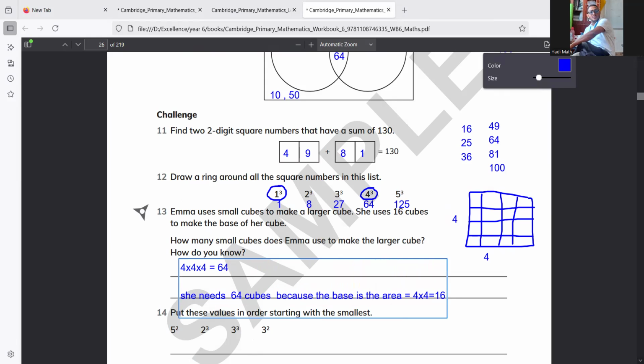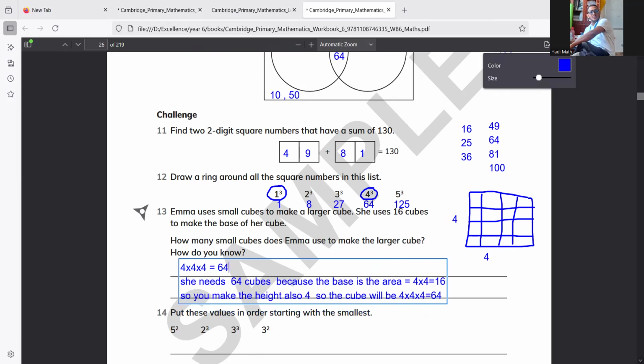also 4. So the cube will be 4 times 4 times 4, which is equal to 64. This is how you say your answer.